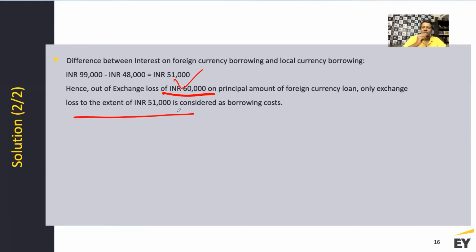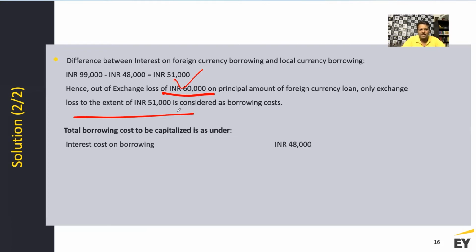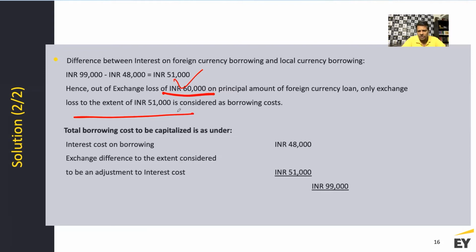However, only the exchange loss to the extent of interest saved is considered. How much interest have I saved? 51,000, and only that much is to be considered as part of my borrowing cost. So the borrowing cost which could potentially be considered for capitalization is 48,000 plus 51,000, which is 99,000, right? In other words, whatever the cost of borrowing would have been in Indian rupees, that is what is eligible for capitalization. You got to this answer because the foreign exchange loss here was more than the amount of interest which you were able to save.